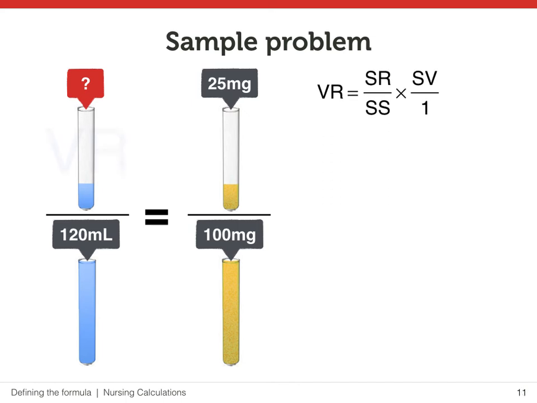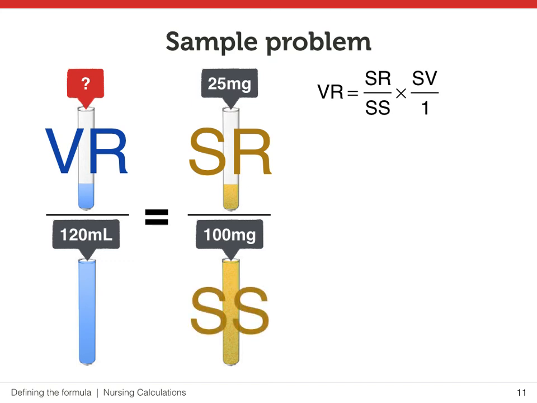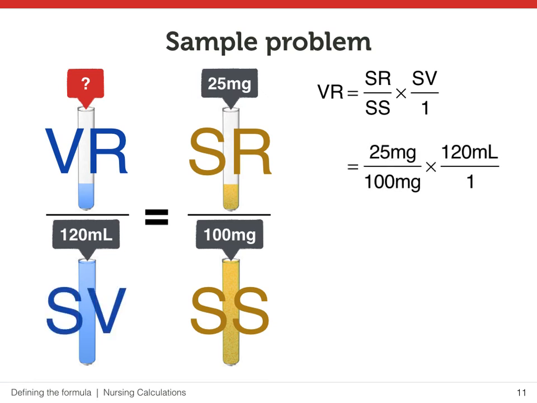The volume required is what we are looking for. The strength required is 25 milligrams, and the stock strength is 100 milligrams. Let's finish by substituting into the formula, and the stock volume is 120 mils. Now, milligrams and milligrams cancel. 25 and 100 can cancel. 25 goes into 25 once and into 100 4 times.